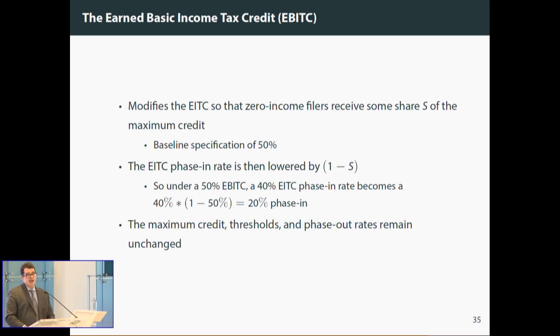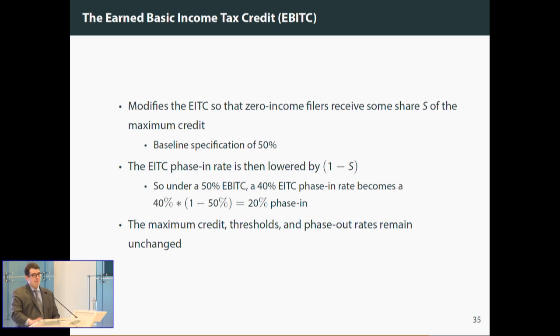You're modifying it so that zero-income filers still receive some share of the maximum EITC. Under the baseline specification, that's 50%. So you go back to the $5,716. That would mean a little over $2,800 would be the EBITC at $0 in income. But then the trade-off is that you reduce the phase-in rate of the EITC as a result of that. So you get half, in this case, of the maximum EITC at $0 in earnings, but then you get less additional EITC for every extra dollar in earnings that you make.